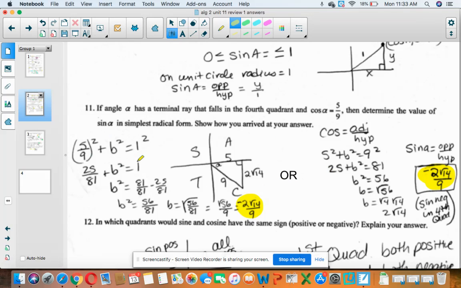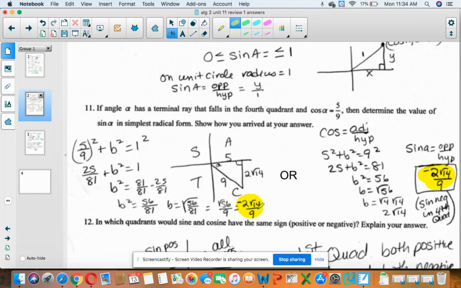Another way to do that is over here. I'm going to use that x squared plus y squared equals 1 squared, or cosine squared plus sine squared equals 1 squared. So cosine is my x, 5/9 squared is 25 over 81. I am going to solve for b, so I'm subtracting 25 over 81. So I change this 1 to 81 over 81, and that gives me 56 over 81. So b squared is equal to 56 over 81. B is equal to radical 56 over 81. And radical 56 is equal to, we did that over here, 2 radical 14. So there's my answer again.